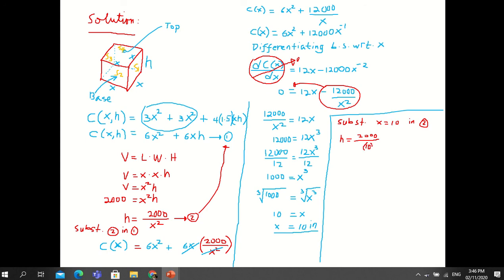So 10 squared, what is 10 squared? 10 squared is 100, so it means that this is 2000 divided by 100. So what is 2000 divided by 100? h is equal to 20. So the unit here is in inches, or just simply in, which stands for inches. All right, so now we have solved the dimension. So therefore, what is our conclusion here?